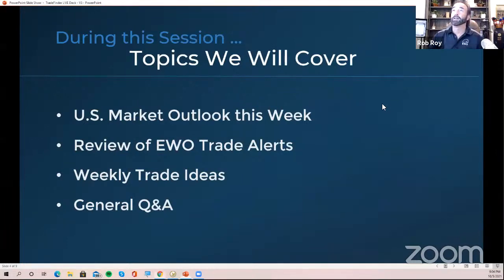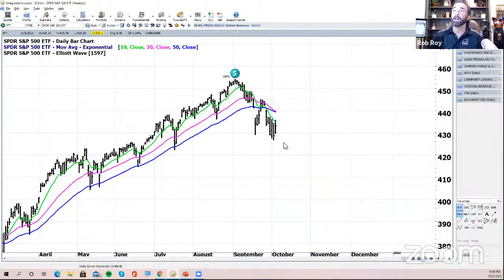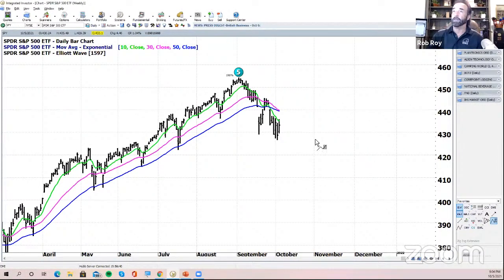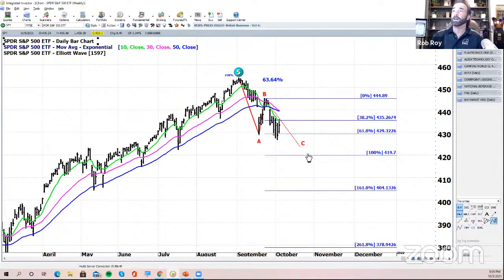All right, with that said, let's go ahead and take a look at the market. We did bounce back today and hit the 10-day moving average on the high and then closed below the 10-day moving average. So it's important to note that we have not closed back above the 10-day moving average. And at this point, the downward zigzag that we featured in our last SPY update on YouTube is still intact, which shows a C wave extension down to the 100% level, which is right around 420.